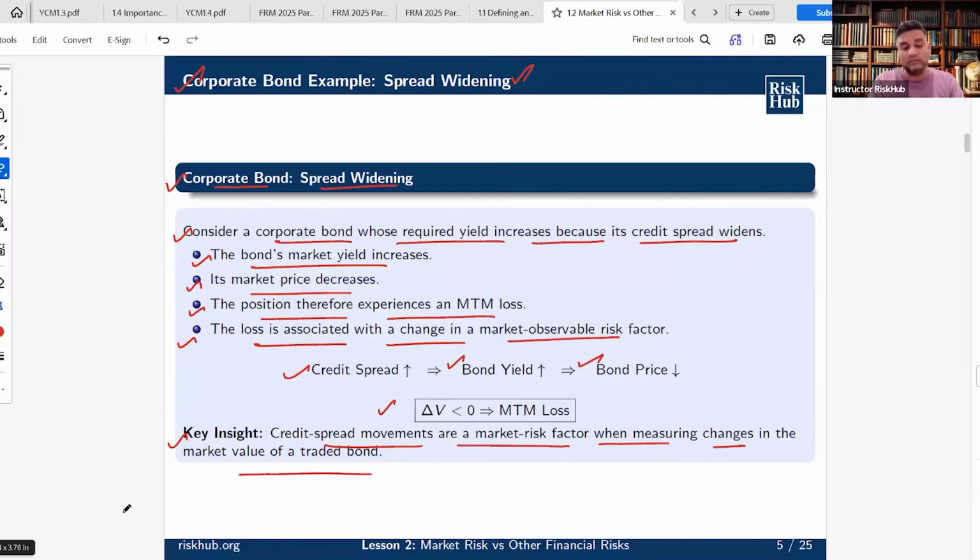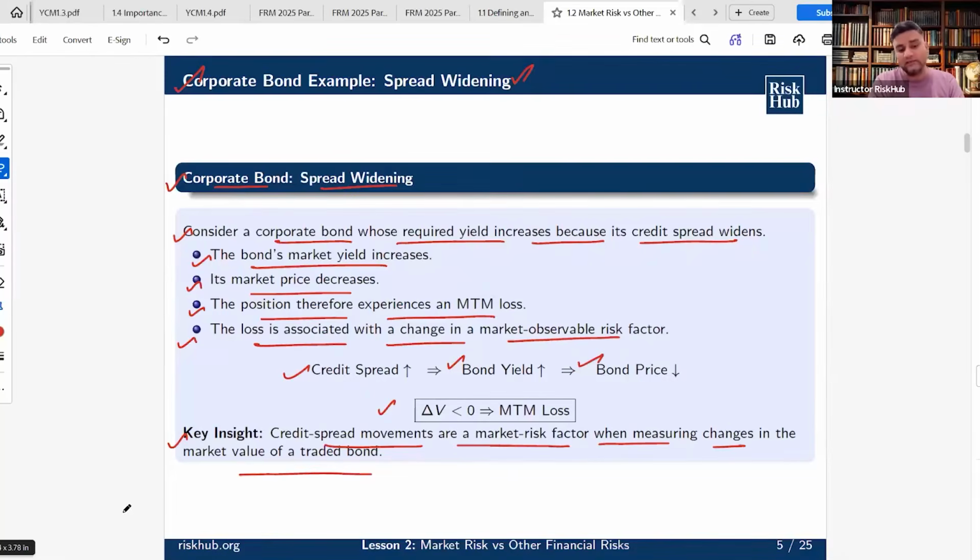Delta V is less than 0, MTM loss. A negative change in position value is recorded as a loss as of the date, which happens with no default required. The slide's point is that spread moves are observable market data, so a spread-driven price fall is measured as market risk, even though its cause is credit related.